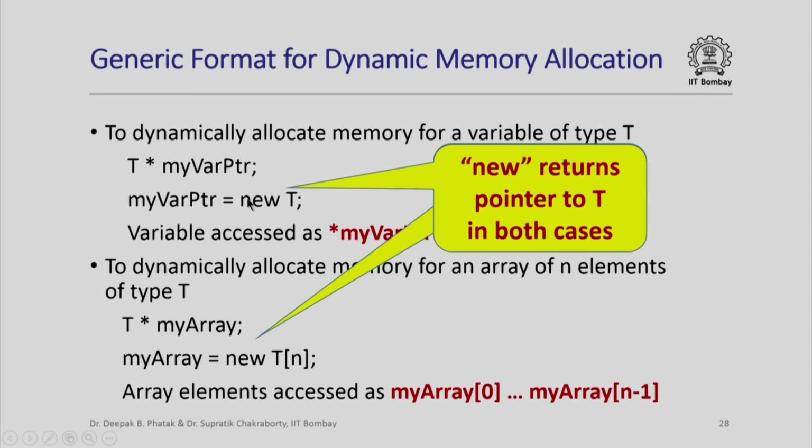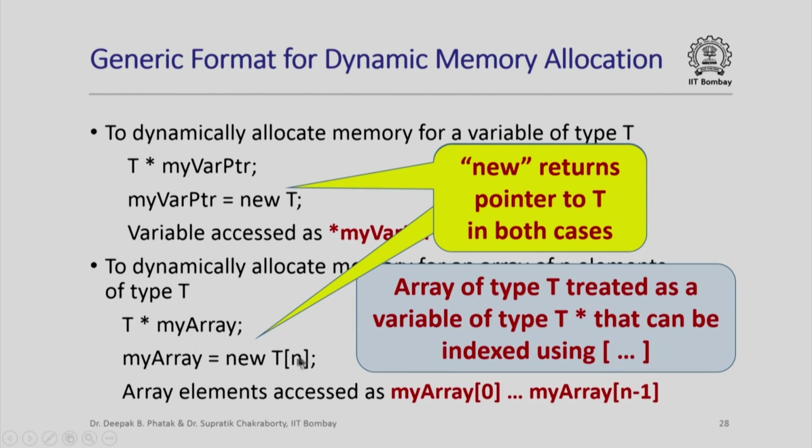As you would notice, new returns a pointer to type t in both cases. Therefore, the variables here are declared to be of type t star. And as you would also notice, an array of type t, here my array, is basically treated like a variable of type t star that can be indexed using the square bracket.